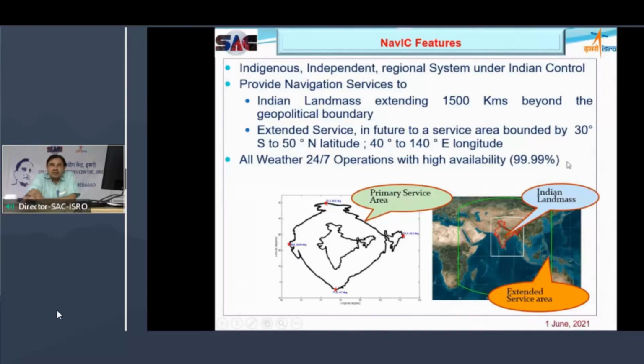And it will give 24/7 service with 99.9% availability, because any navigation service, once you declare it operational, has to provide almost 100% service. You cannot say today my services won't be available. Then the user will be in problem.